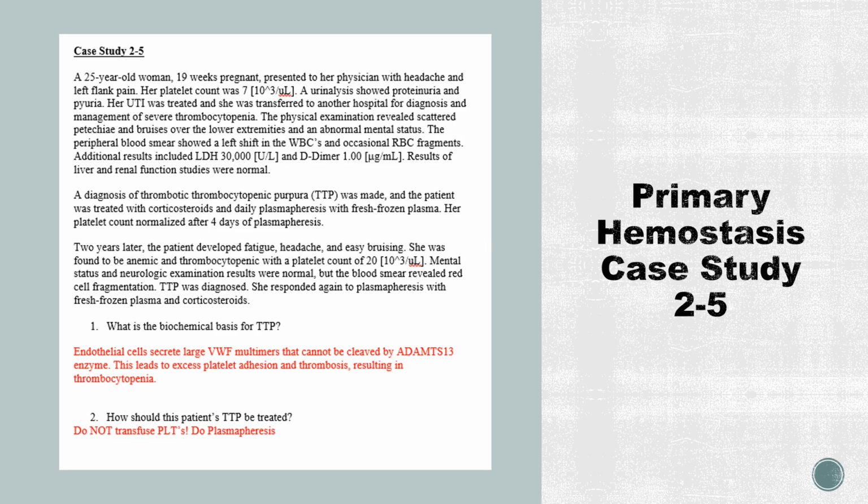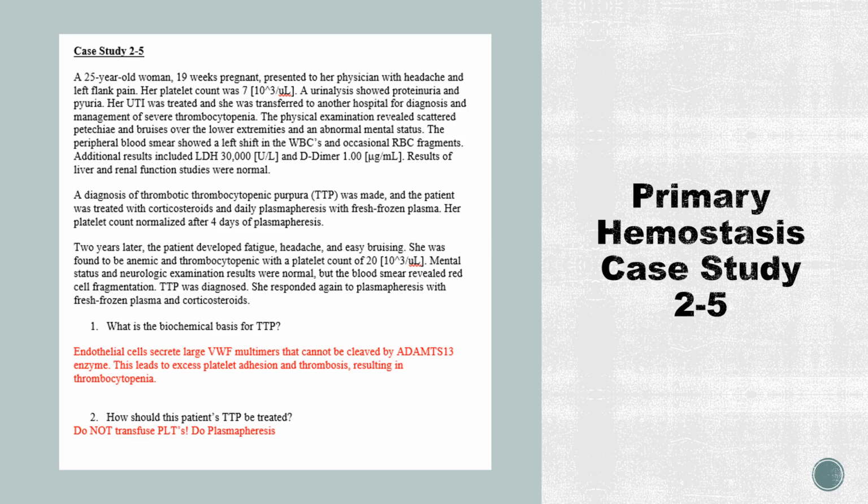The peripheral blood smear showed a left shift in the white blood cells and occasional red blood cell fragments. Additional results included LDH of 30,000 and a D-dimer of 1.0. Results of liver and renal function studies were normal. A diagnosis of thrombotic thrombocytopenic purpura was made, and the patient was treated with corticosteroids and daily plasmapheresis with fresh frozen plasma.